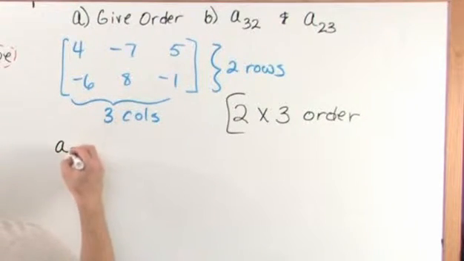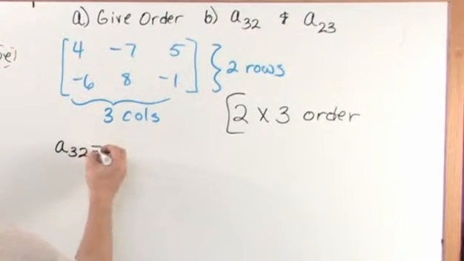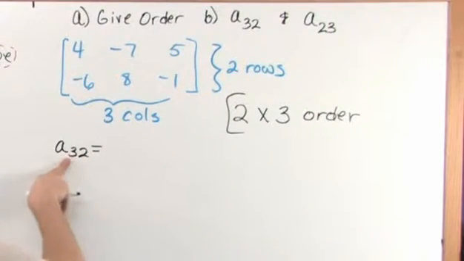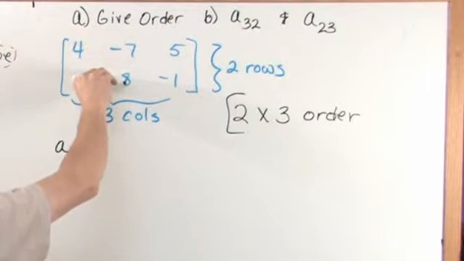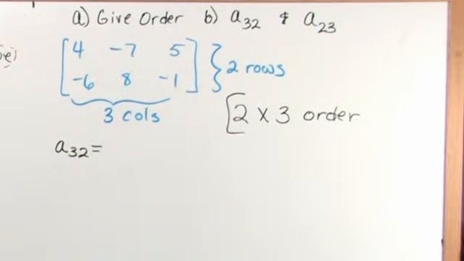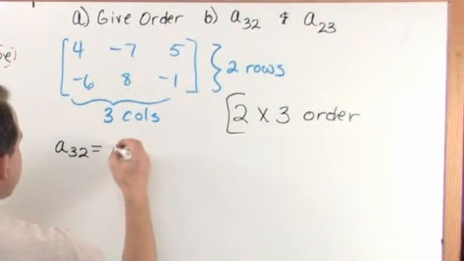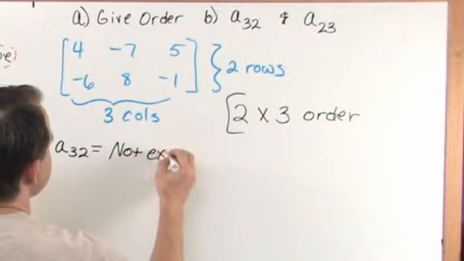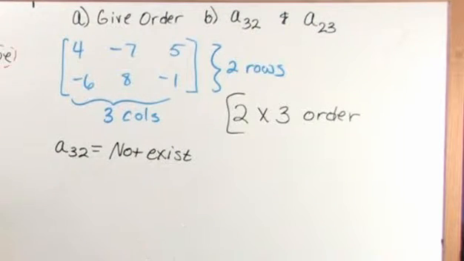What is A32? A sub 3 sub 2. First number is the row, and the second number is the column. So we have to go to row 3. Row 1, row 2, there is no row 3. Okay? Because there's no row 3, this makes no sense at all. So this does not exist. Or you can say it's not possible to find it or whatever. It's because this matrix only has 2 rows. So you can't find A sub 3, 2 because you're trying to find something in the third row. There is no third row. So you put that it doesn't exist.